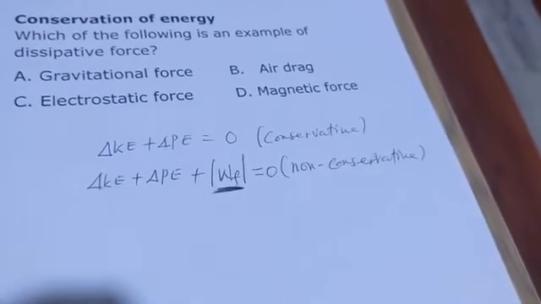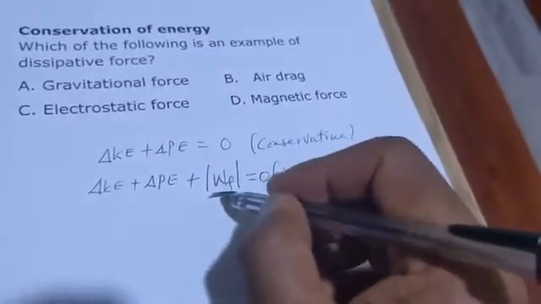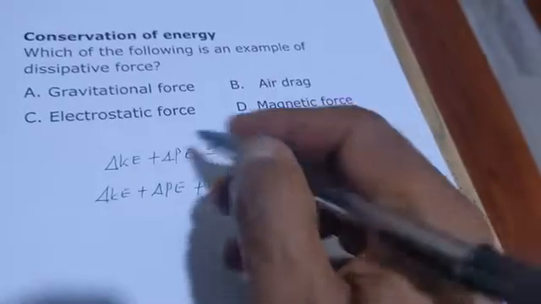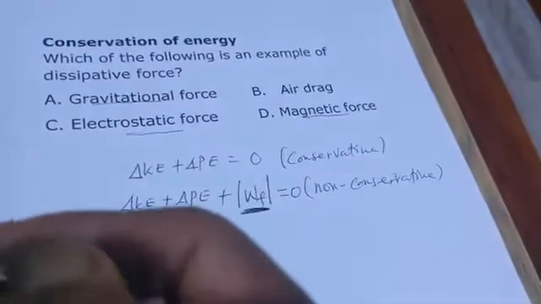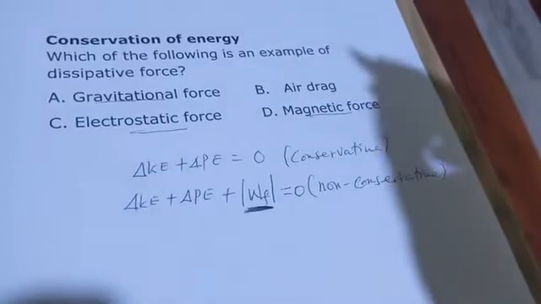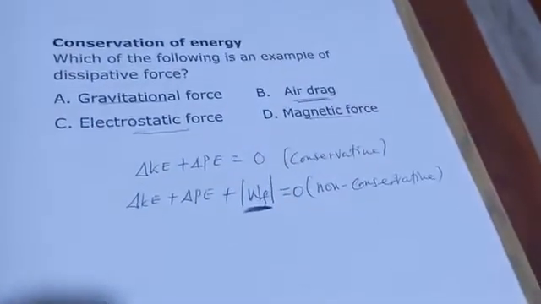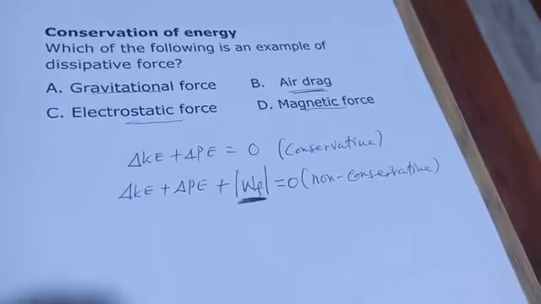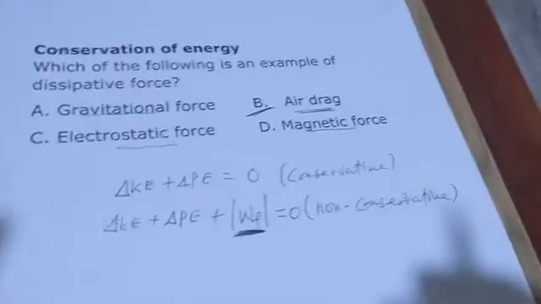Here in our case, when the pendulum is oscillating freely, there is a dissipative force. That dissipative force is the drag of air. Gravitational force, electrostatic force, magnetic force, and the spring force are all examples of conservative forces, whereas air drag or viscosity is an example of a non-conservative force. So our answer is B. It's an example of a dissipative force.